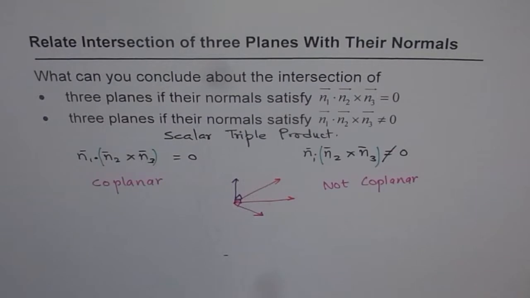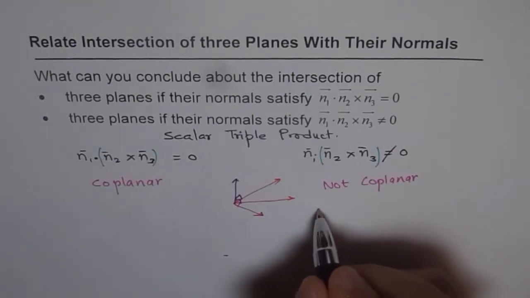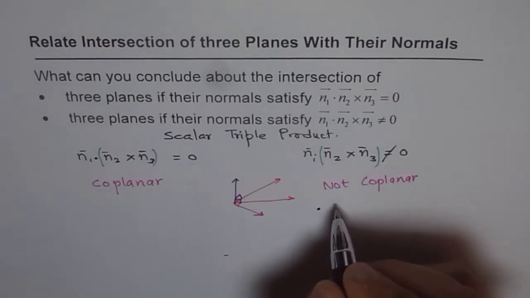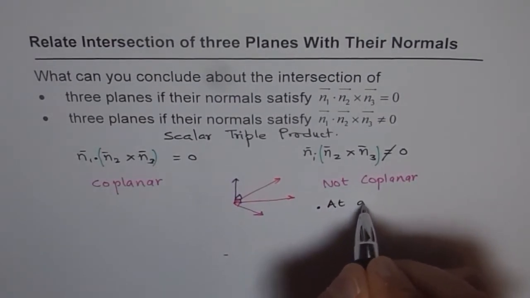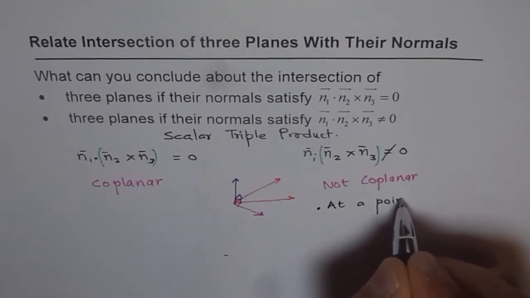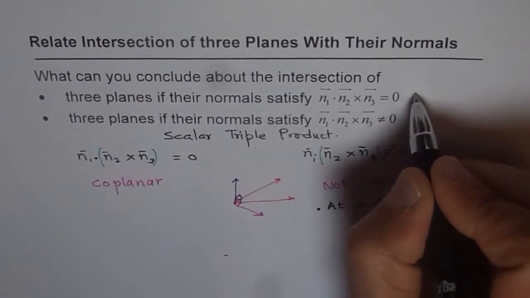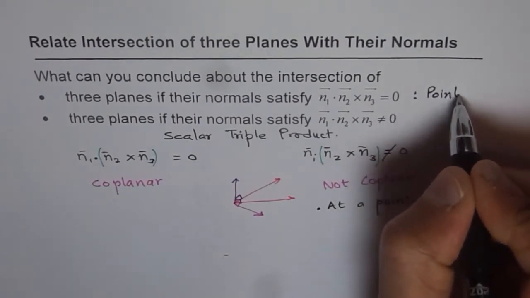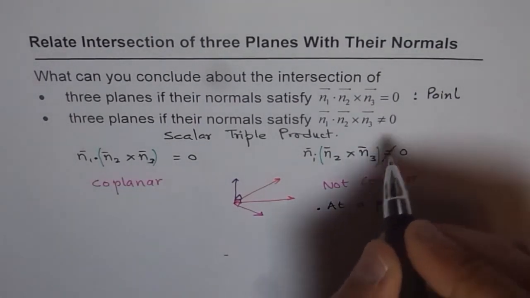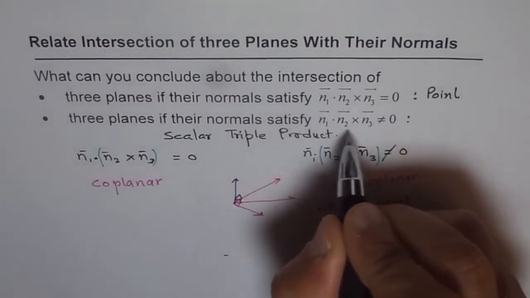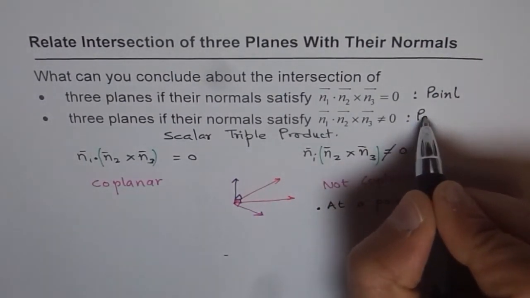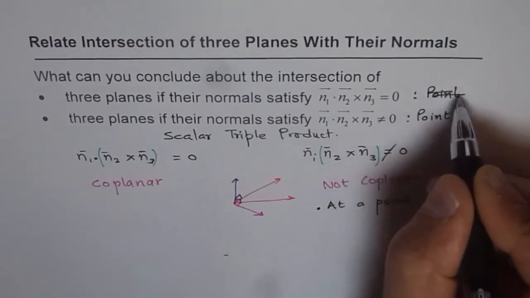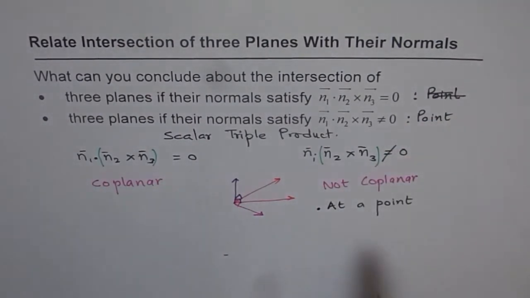Now, if they are not coplanar, then how will they intersect? Here, the situation is very clear. They intersect at a point. That is it, always. So this intersection will always be at a point. I wrote it in the wrong place, so if this is not equal to 0, they intersect at a point, okay? If they're not coplanar, they intersect at a point.